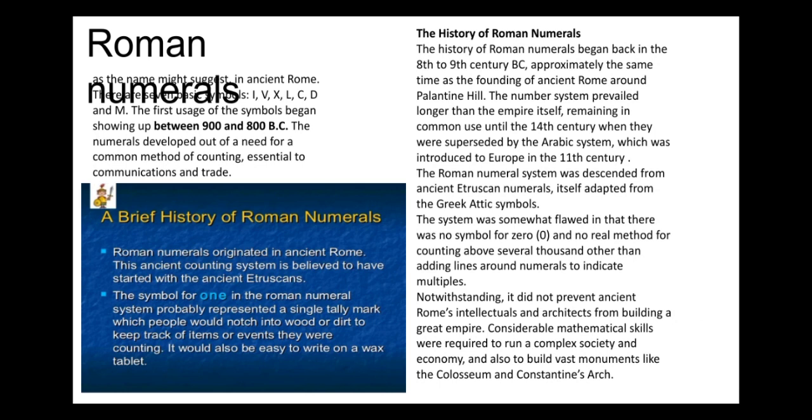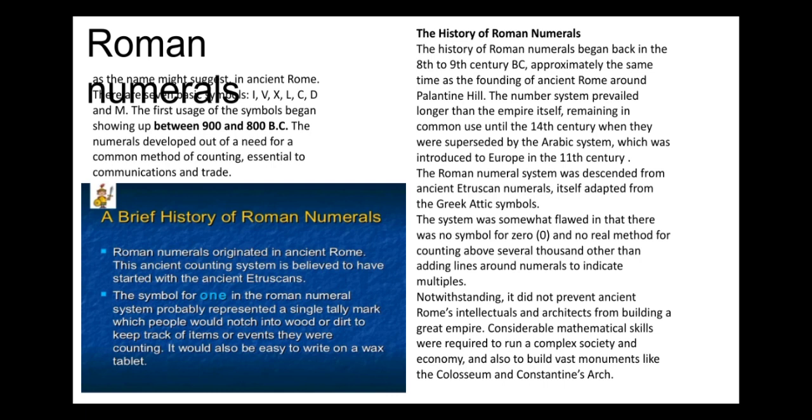The history of Roman numerals began back in the 8th to 9th century BC, approximately the same time as the founding of ancient Rome around Palatine Hill. The number system prevailed longer than the empire itself, remaining in common use until the 14th century, when it was superseded by the Arabic system, which was introduced to Europe in the 11th century.